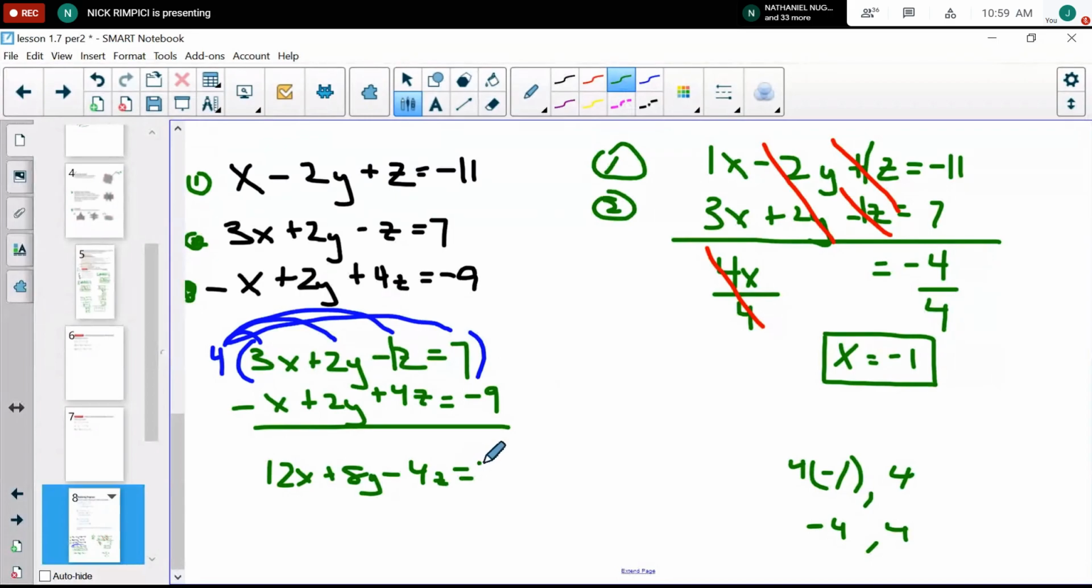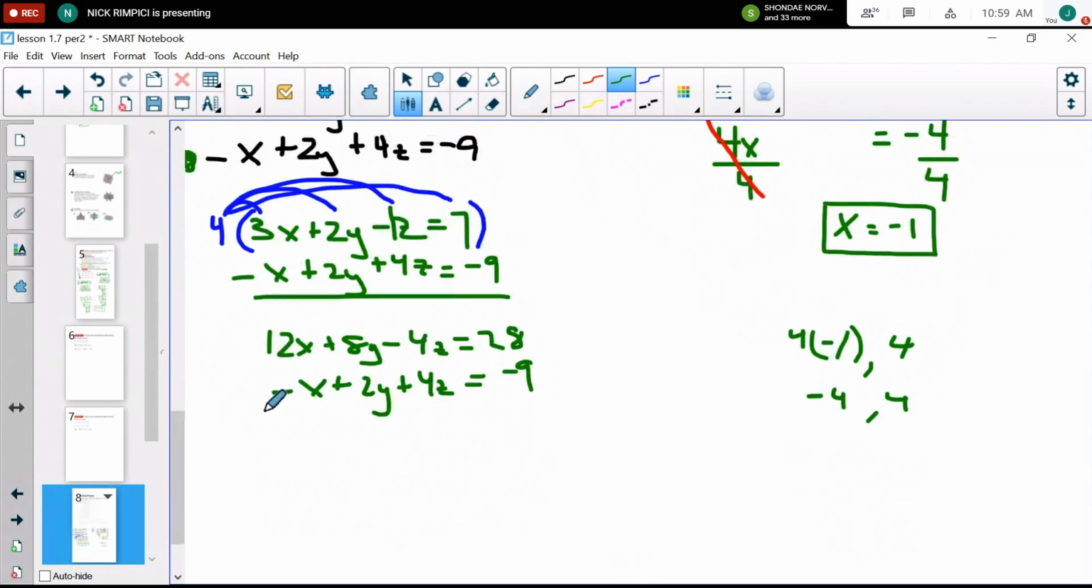So please note, I'm allowed to do this because I'm multiplying the entire equation by a constant. That's legal. I'm maintaining the balance of the equation by multiplying the entire thing, both sides by 4. So that's why I get away with that. And the bottom one, I'm just going to copy. It's -x plus 2y plus 4z equals -9. And now when I go to solve this, it should work out nicely.